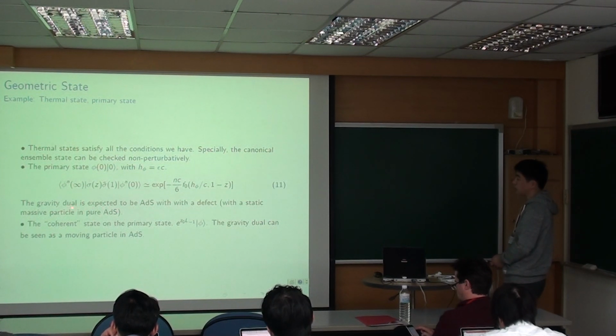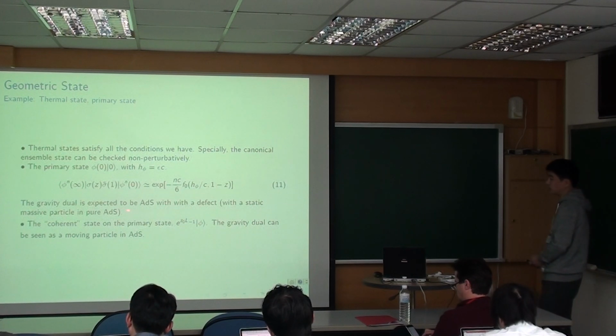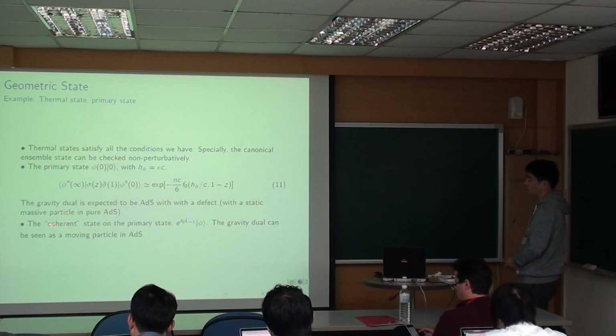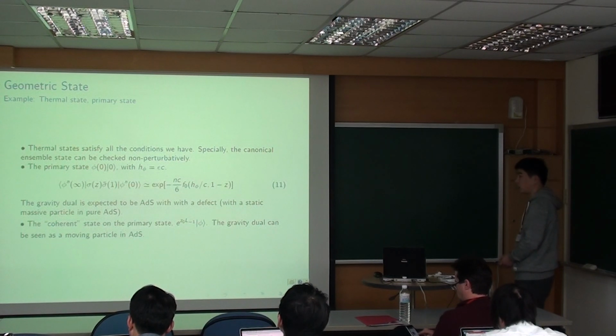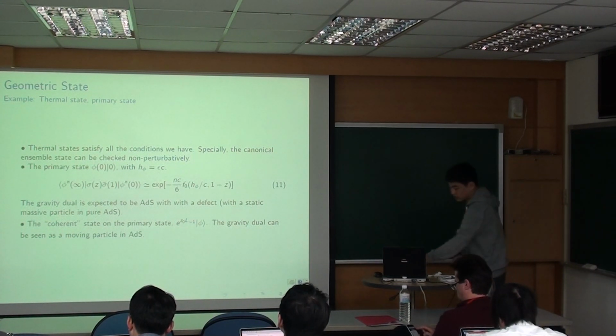And for the gravity dual, we expect it to be AdS with a defect in AdS. Another example is what we call coherence, maybe not a good name, but it has this form. It can be described by a massive particle in AdS. All of these satisfy the constraints that we get.